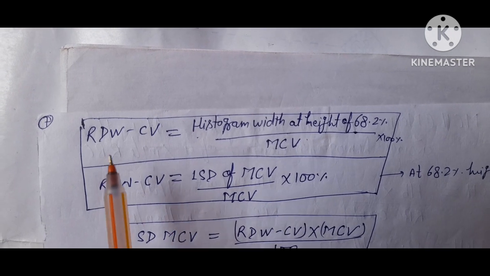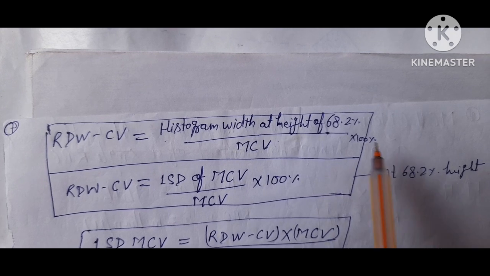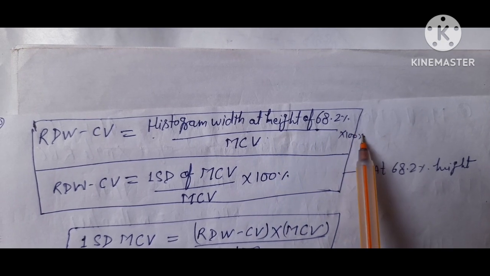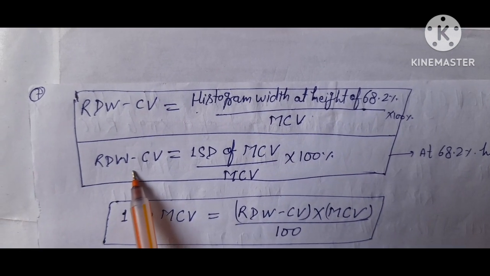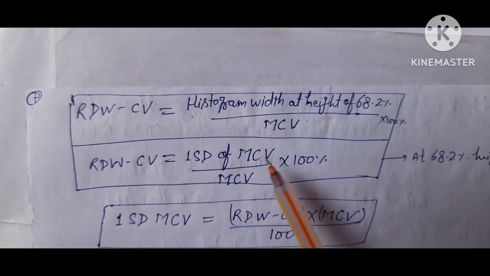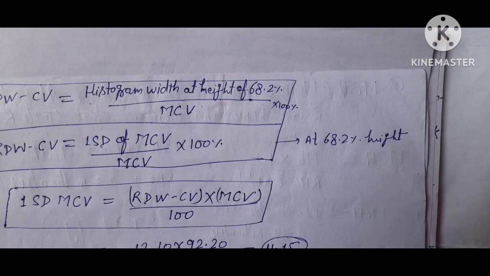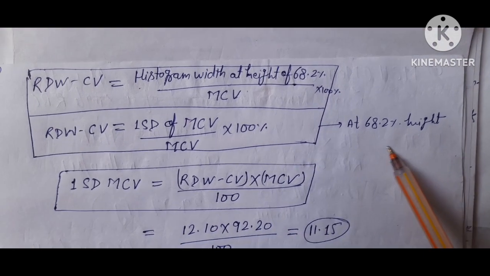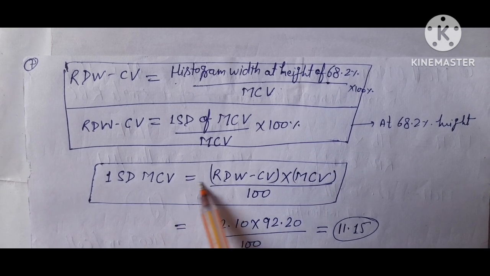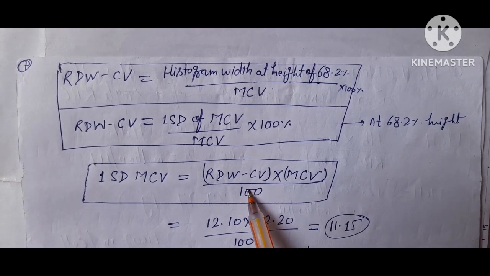The formula is RDWCV equals histogram width at a height of 68.2% divided by MCV, multiplied by 100%. And RDWCV equals what? One standard deviation of MCV divided by MCV multiplied by 100%. It is calculated at 68.2% of the base height. If you want to calculate one standard deviation of MCV, it is RDWCV multiplied by MCV divided by 100.